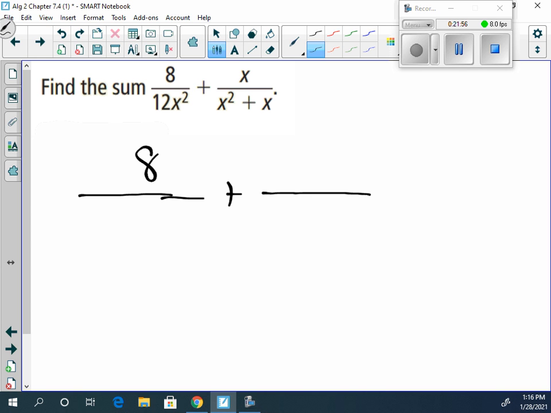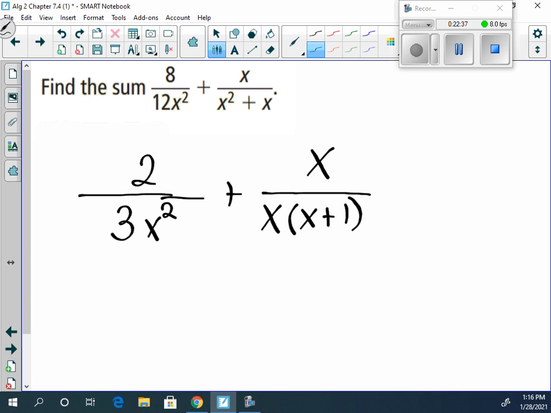So I can't factor 8 or, let's see here. What can we do first? Right, there's a common factor of 4 and 8 and 12, yes? So we can factor that out, because if I factor 4 out of 8, I'm left with 2. If I factor 4 out of 12, I'm left with 3, and I have x squared. We can't do anything with x on top, but in the denominator, what can we do? I can factor out an x, yes? Which leaves me with x plus 1.